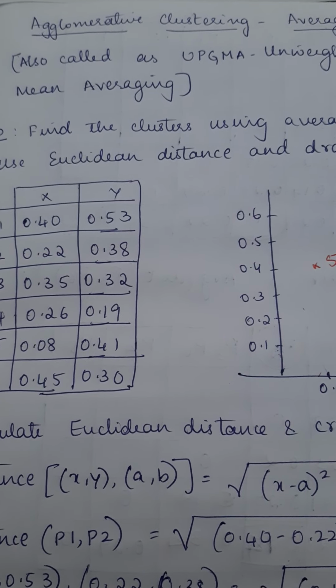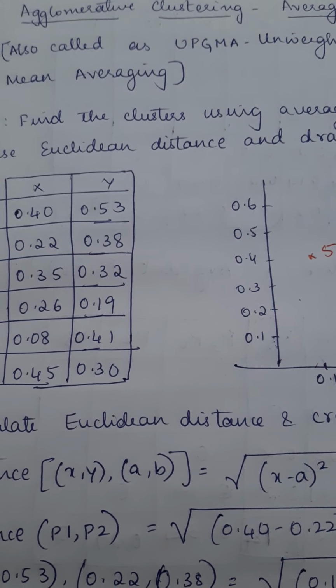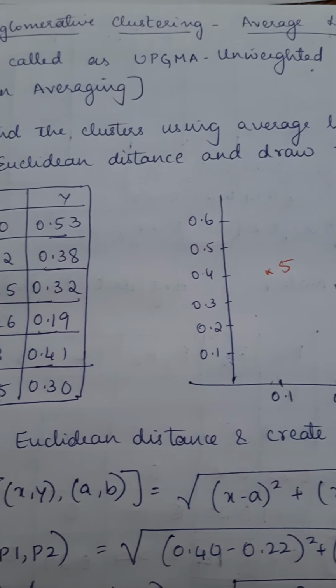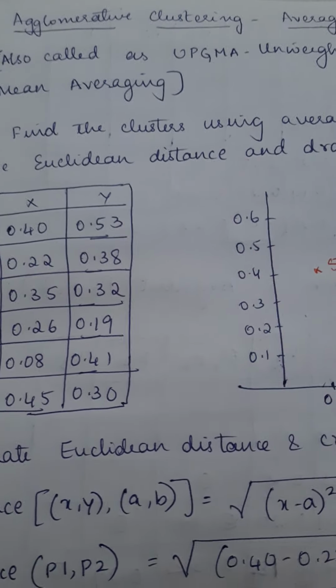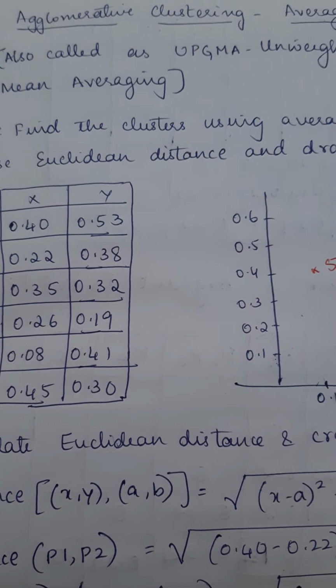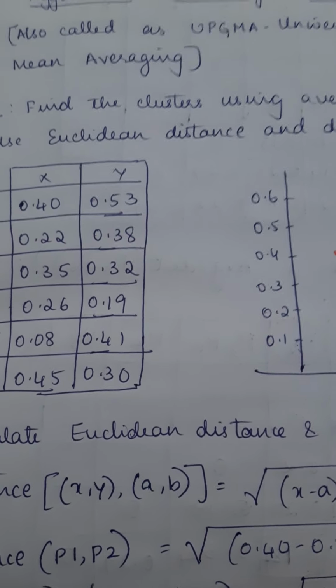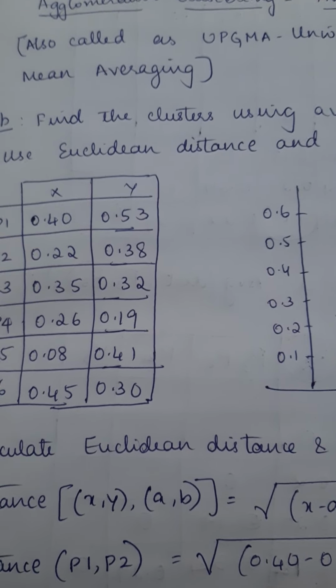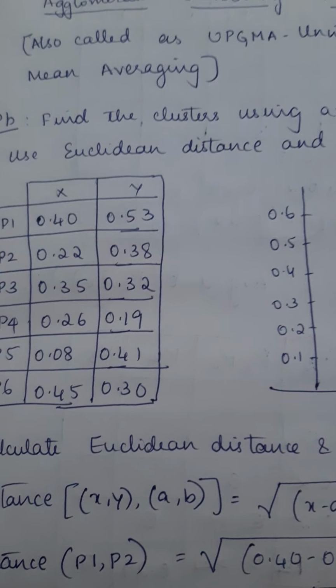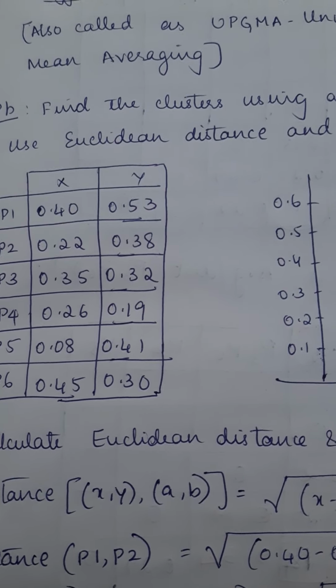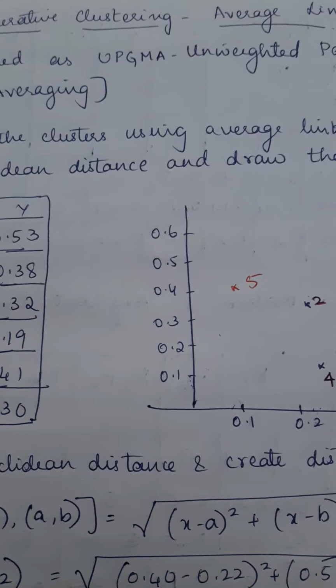Hello students. Now the third technique in agglomerative clustering, what I told you earlier, is average linkage. We have already dealt with single linkage and complete linkage. In single linkage we used to consider the minimum of the distances, and in complete linkage we consider the maximum of the distances. Now the third technique is average linkage.